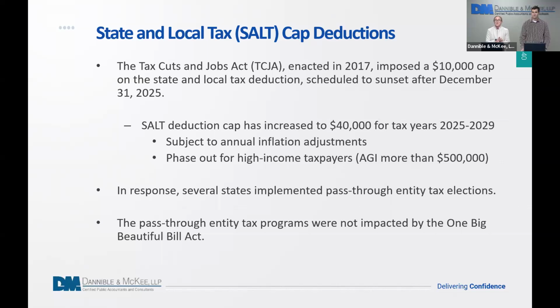In response to the state and local income tax deduction cap, several states, including New York State, implemented pass-through entity tax programs, and those were not impacted by the One Big Beautiful Bill Act.